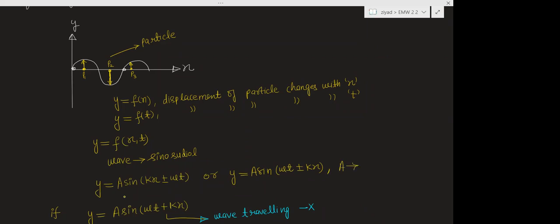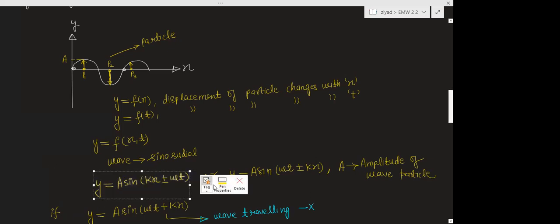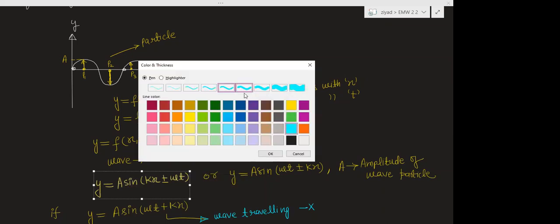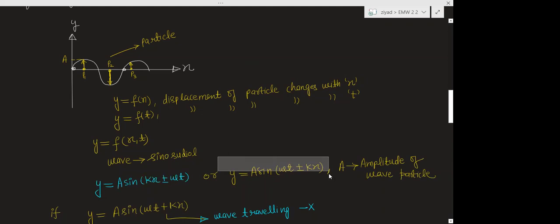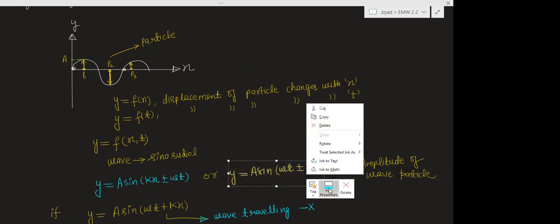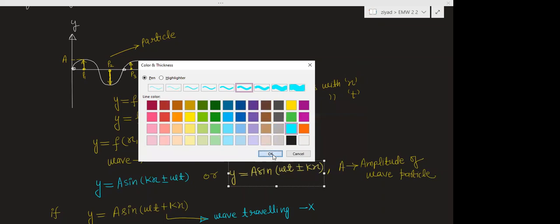Amplitude, or you can say maximum displacement of the wave. This will be the amplitude of the wave. So A is the amplitude of the wave particle. So the equation of the wave can be written in this form, or can be written in this form. In both forms, you can write the equation of the wave.